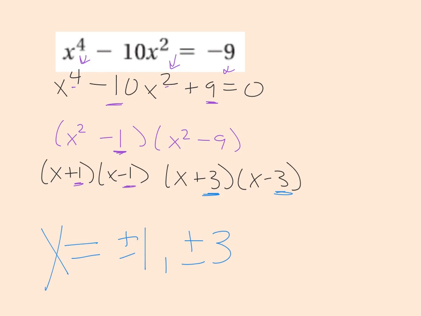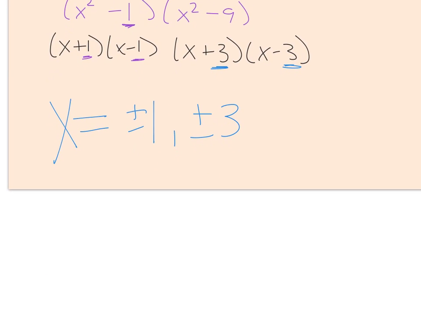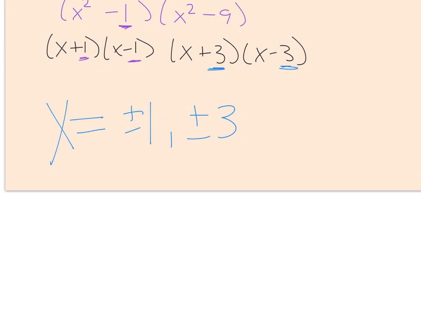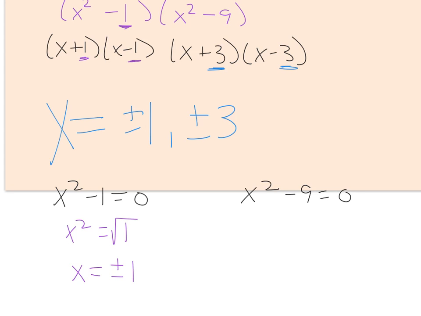Now another way that you could have solved this, once you factored, if you had that x squared minus 1 and set that equal to 0, or if you had x squared minus 9 and set that equal to 0, you solve these as is. So I have x squared equal to 1 here, and then you take the square root. So this would give me x is equal to positive negative 1, because remember, whenever you take the square root here, you have to represent both positive and negative answers.